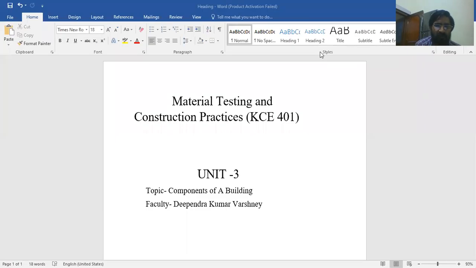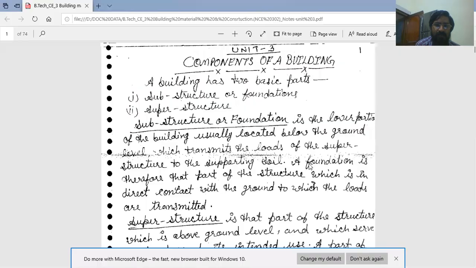Topic is components of a building. A building has two basic parts or components. First is substructure or foundation buried in soil, and second is superstructure.